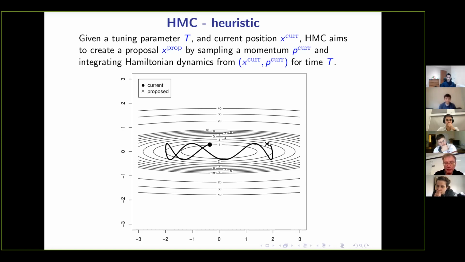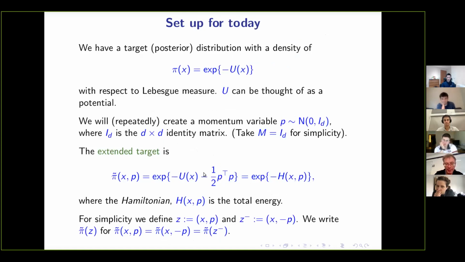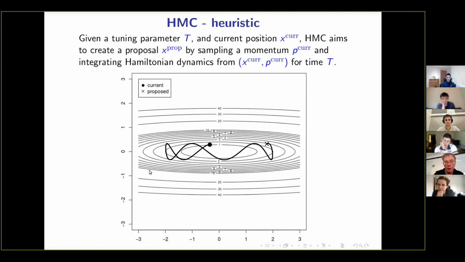And the point is that if we'd integrated Hamiltonian dynamics exactly, then the total energy would be the same, your pi tilde would be the same, and because Hamiltonian dynamics is a transformation with Jacobian of 1, you've actually got an acceptance probability of 1. So that's what we're trying to do, but you can't in general integrate the Hamiltonian dynamics exactly.